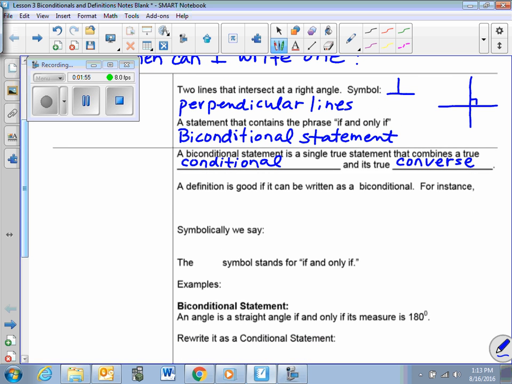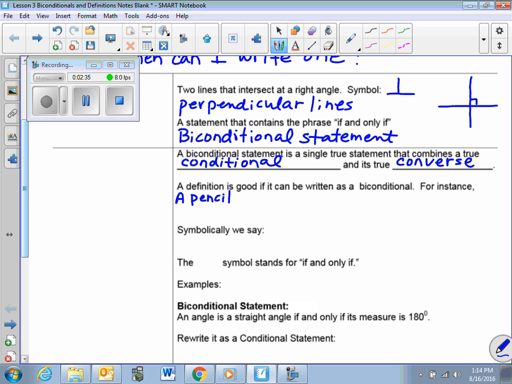A definition is good. Okay, so if I wanted to write the definition of something, how could I look at that definition and decide whether it's a good definition? Well, it's a good definition if it could be written as a biconditional. For instance, let me just make one up. Let me write the definition of a pencil, and then we'll decide if we can write it as a biconditional. If we can, then it's a good definition.